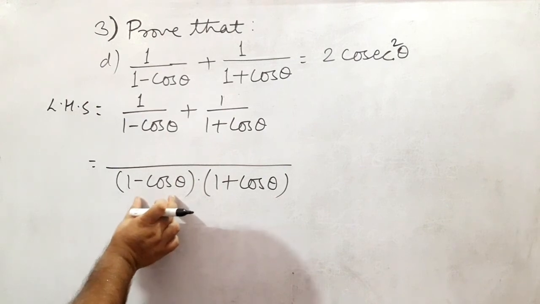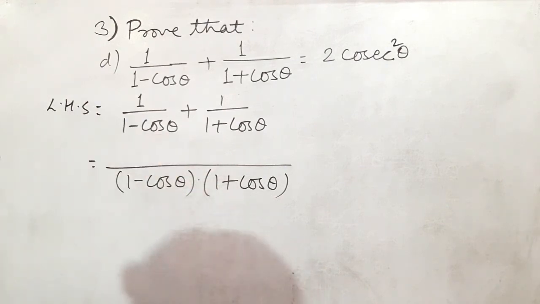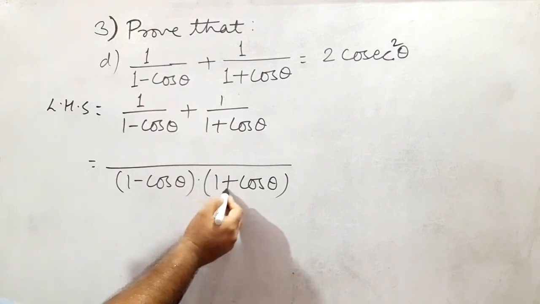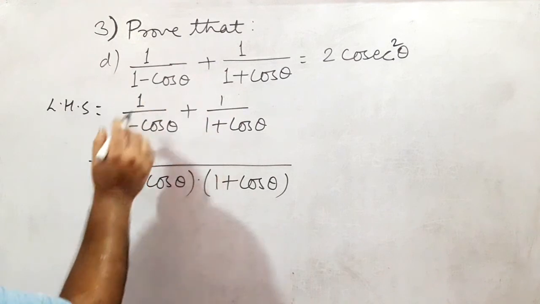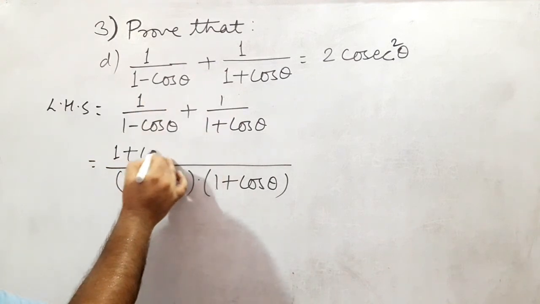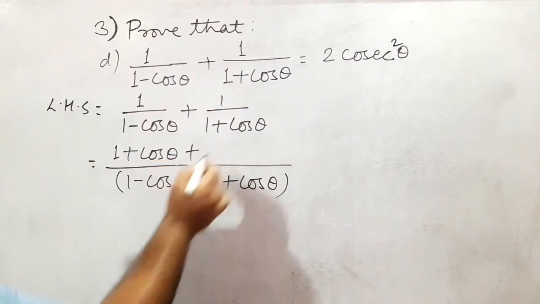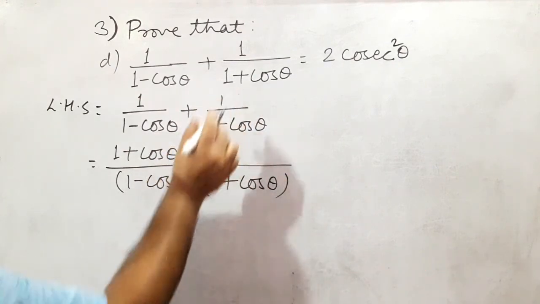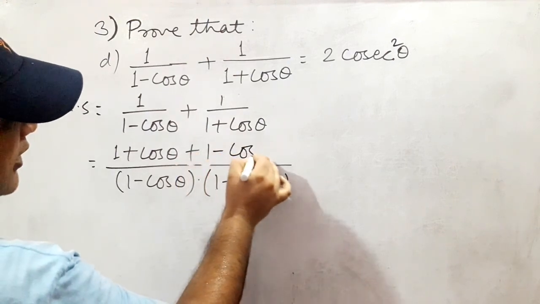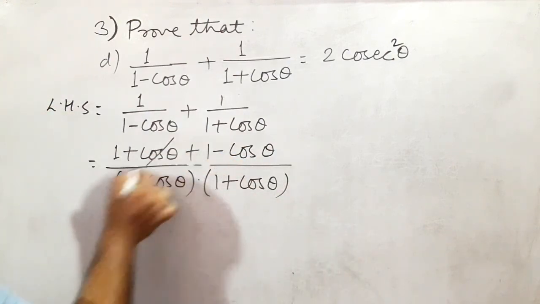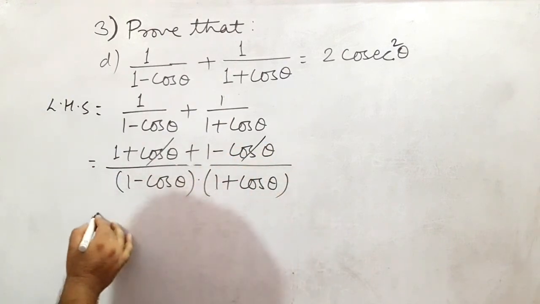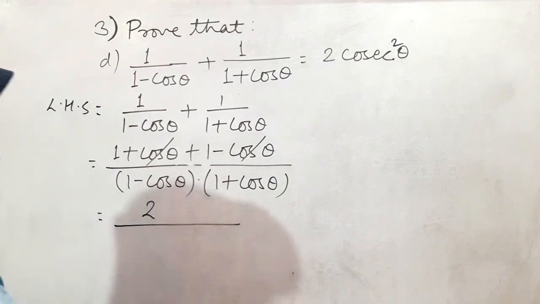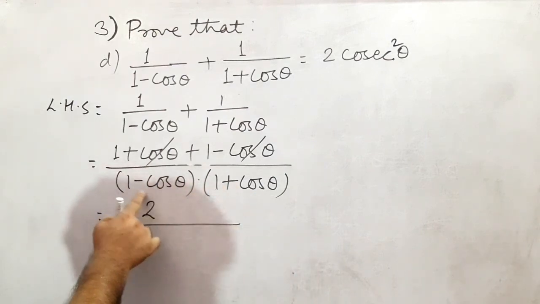Now divide (1 minus cos theta) into (1 plus cos theta) by 1 minus cos theta. So 1 minus cos theta and 1 minus cos theta get cancelled. The remaining is 1 plus cos theta. So 1 plus cos theta, plus, dividing by 1 plus cos theta, 1 minus cos theta. We can cancel plus cos theta and minus cos theta. Now we have 1 plus 1, 2 by (1 plus cos theta) into (1 minus cos theta).